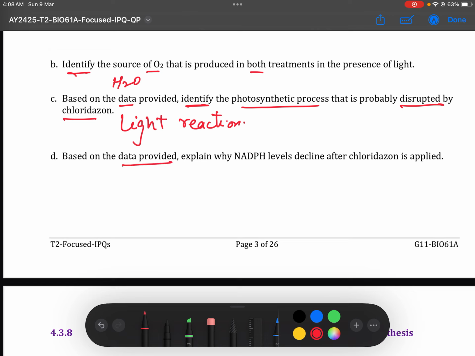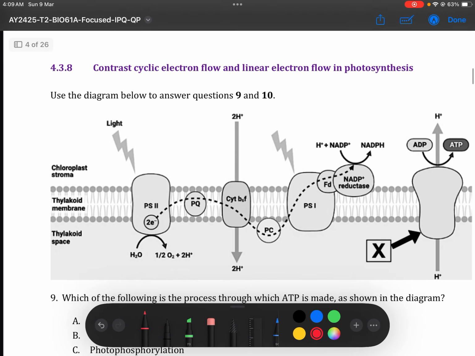Based on the data provided, explain why NADPH levels decline after chloridazone is applied. Why did it decline? Just now we said in the previous question, part C, that the light reaction is interrupted. When the light reaction is interrupted, no more NADPH is produced. So all the NADPH which was present before the application of the chloridazone is being used by the second stage, the dark reaction. All the NADPH has been used by the Calvin cycle or the dark reaction.